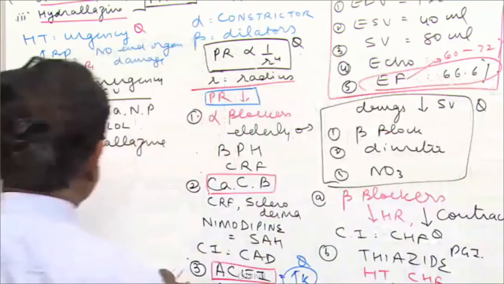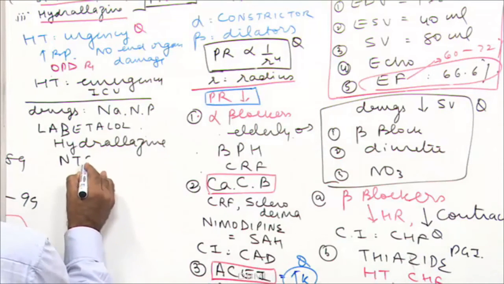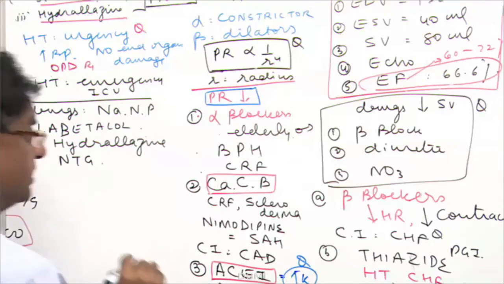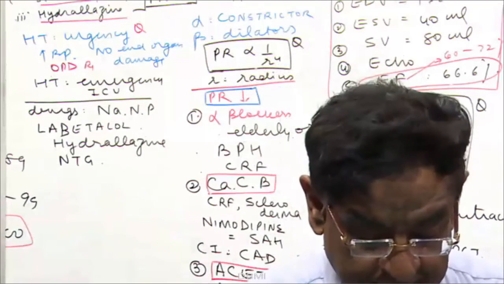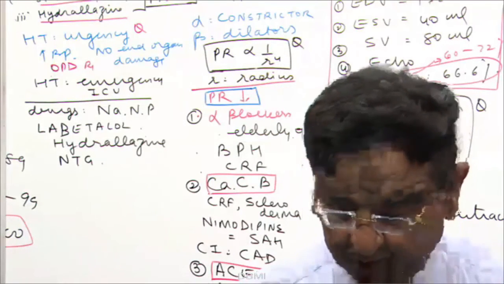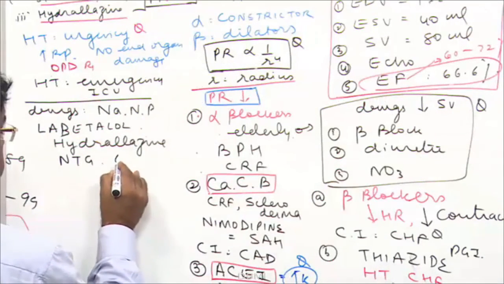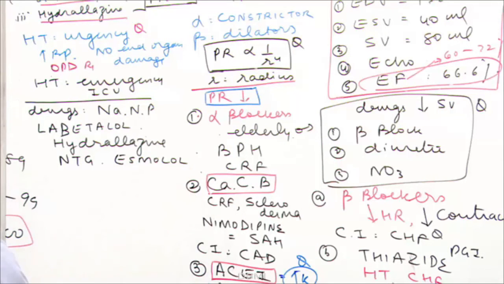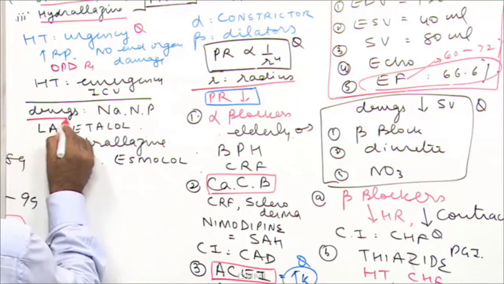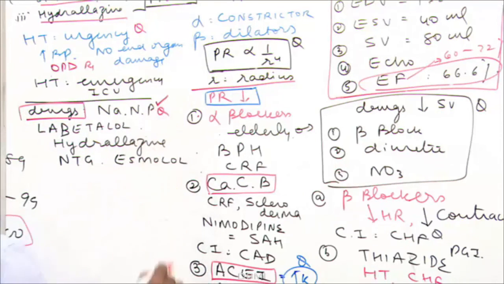We can also use injection nitroglycerine. NTG is nitroglycerine injection. And we can also use injection esmolol. So they are the drugs. But remember, sodium nitroprusside is the most commonly used drug.